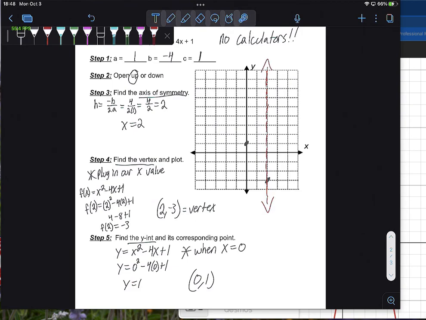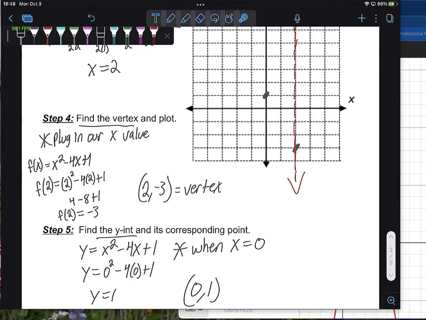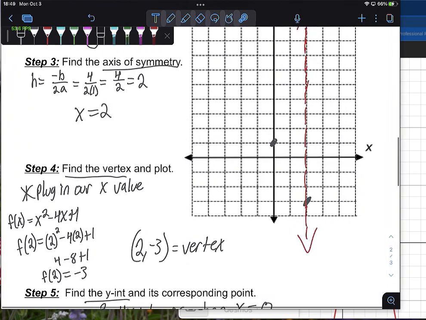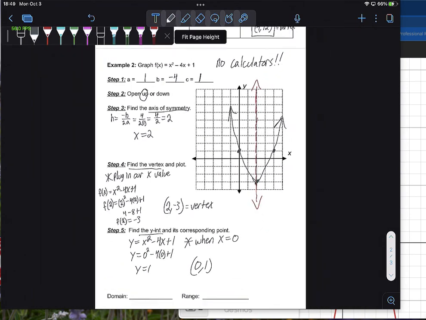Now, I found my y-intercept. Something that's interesting is, since this is my axis of symmetry right here, that means it is perfectly reflected onto the other side. Meaning, I have another point over here on this side. So from there, I can plot these and plot this. There we go. And there is our graph.